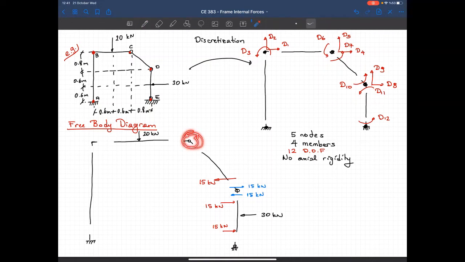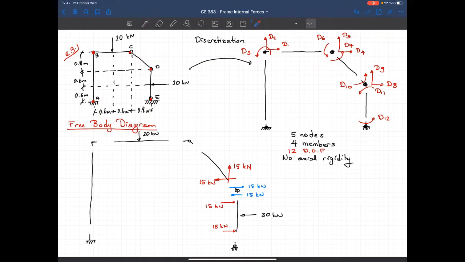Now we have an internal hinge here, so I know that the moment at point C must be equal to 0. So at this end of the member, the moment should be equal to 0. And again, since I have an internal hinge here, I know that the moment at this point is also equal to 0. So if I take moment with respect to that point, that will give me the vertical force at this end of the member. And if you do the calculation, that force will be equal to 15 kilonewtons.